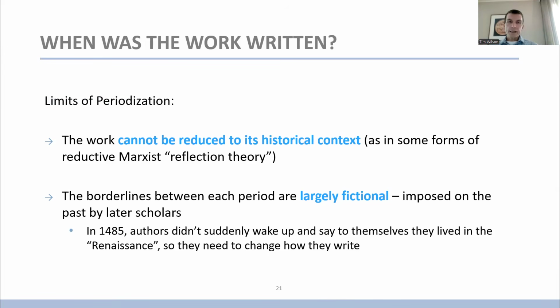The other thing I would point out with the periods is that the borderlines between them are not airtight, to say the least. We're about to go through the periods that are roughly most often attributed to these different literary periods, but they're largely fictional. They're added to the past by later scholars. It's not as though we're going to talk about the Renaissance starting in 1485, and authors all of a sudden woke up in 1485 and said, okay, it's the Renaissance now, I have to start writing differently, right?